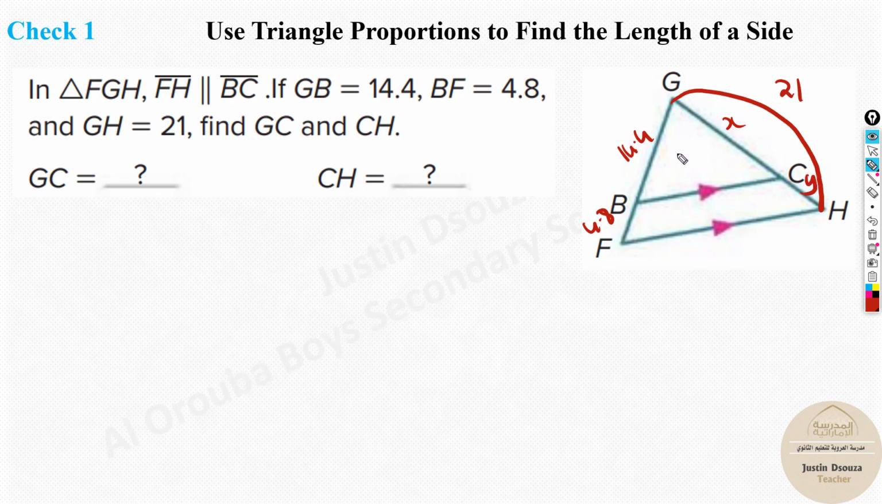Here there might be a confusion. Which length should I take, GB by BF and GC by CH? No, you have to take the total distance. It's much easier if you take the total because we have the total over here, the full side GH. So what is GF? GF will be the addition of these both.